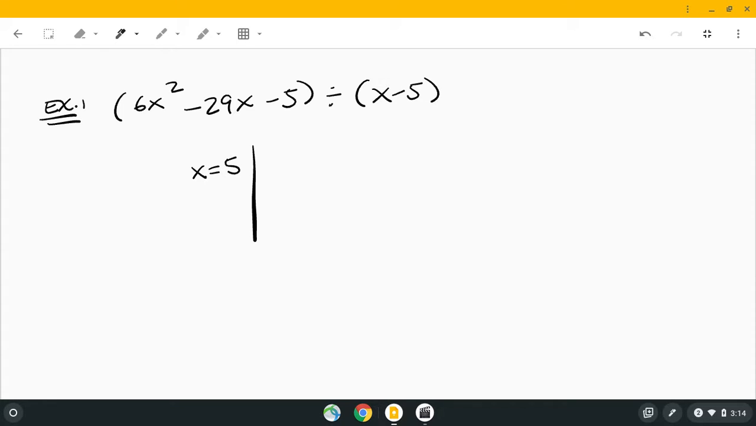All right, so suppose that I'm doing 6x squared minus 29x minus 5 divided by x minus 5. So x minus 5, so x equals 5 is out here. And then in here, we'll have 6, negative 29, and negative 5. Leave some space. Bring down the 6. 6 times 5 is 30. Write the answer in the next column.